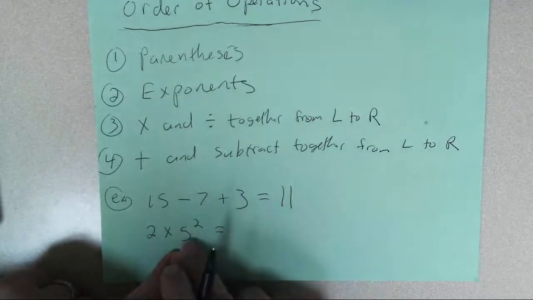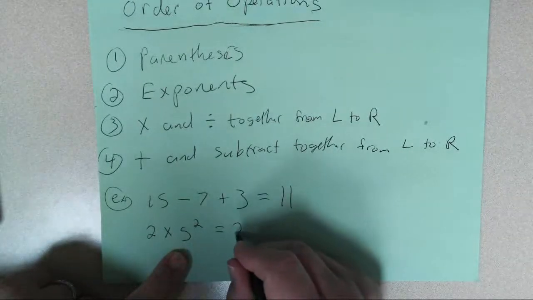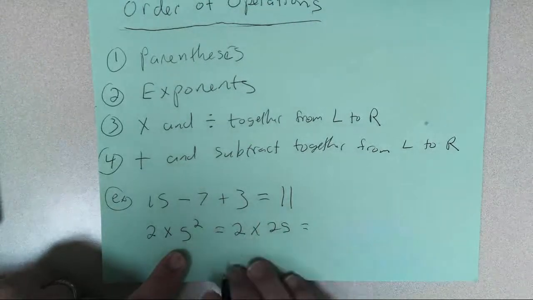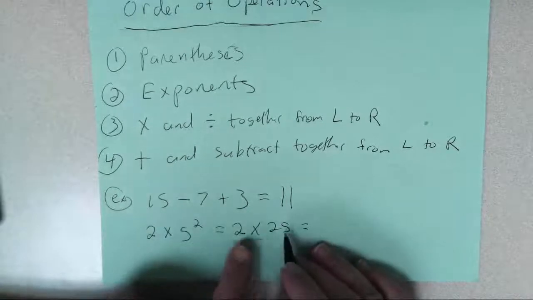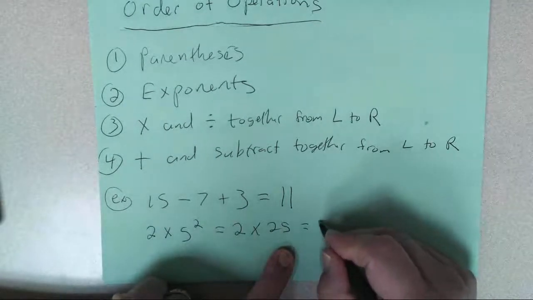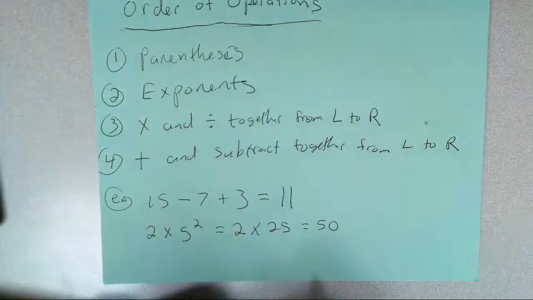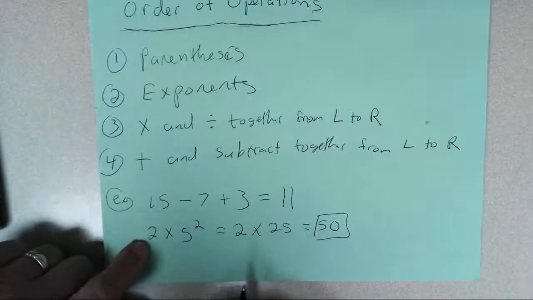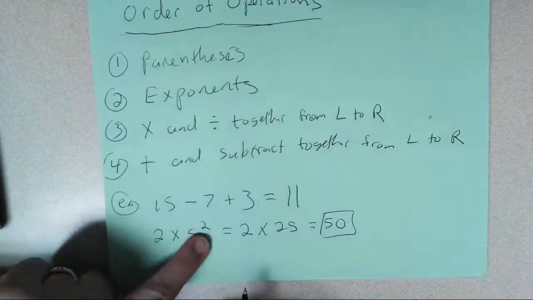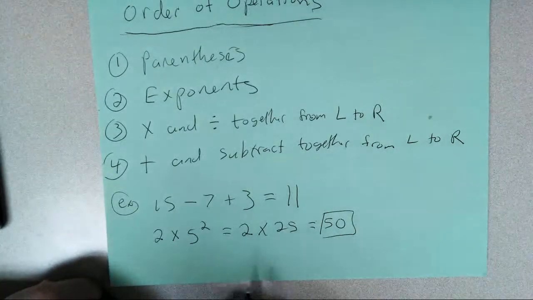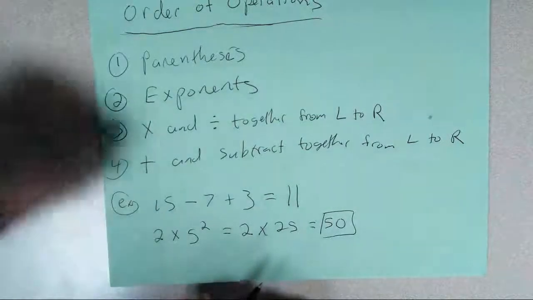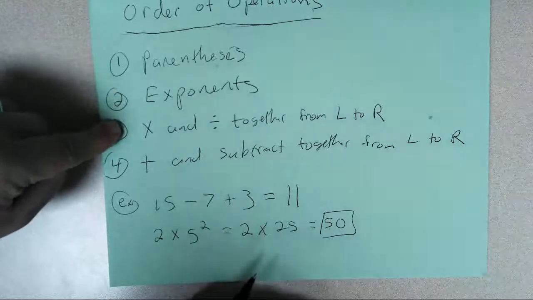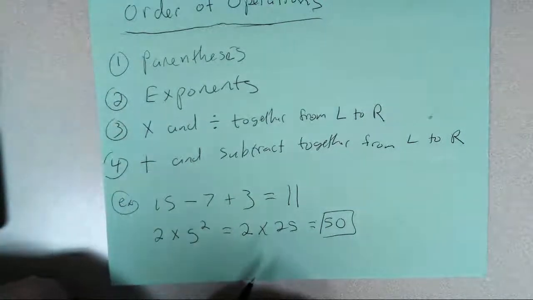So the exponent means take 5 times 5. So that would be 2 times 25. And then you do the multiplication, and 2 times 25 is 50. So that would be the right answer. It's not that you take 2, multiply by 5, and square that. You do exponents before multiplication because it's on this level. So it's parentheses, exponents, multiplication and division, addition and subtraction.